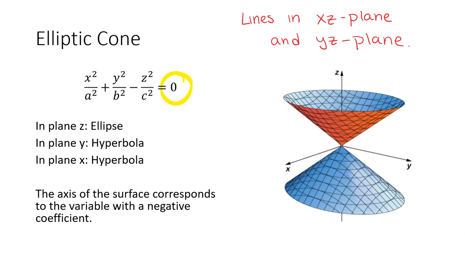And then once again, this is similar to our one-sheet hyperboloid. The axis of the surface corresponds to the variable with the negative coefficient. So the Z is negative. And so I would say the axis of the surface is Z. You could think of that as an axis of rotation. The surface is wrapping around that axis.